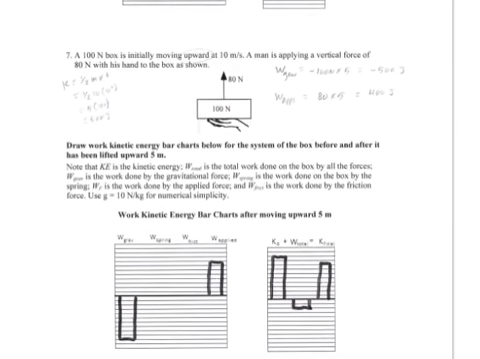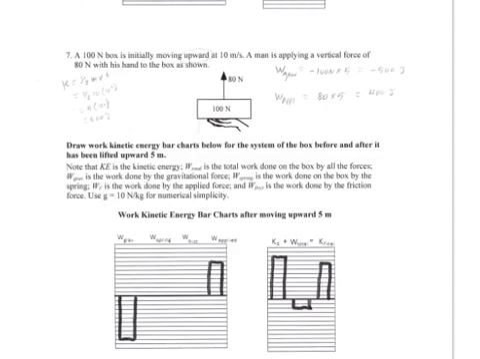I have a 100 Newton box that's moving upwards. So in this case, that tells me that my hand is doing positive work because it's applying a force in the same direction as motion. And gravity must be doing negative work because that 100 newtons of force acting on the box, the weight of the box, is in a downward direction while the box is moving upwards.